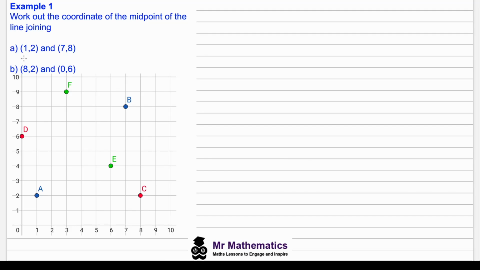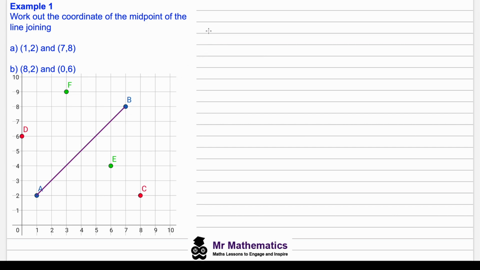Hi everybody. So in this video we're going to look at finding the midpoint of a line segment. In example 1, we've been asked to work out the coordinate of a midpoint of a line joining these two pairs of coordinates. So if we look at part A, we want the point 1, 2, which is this one, and the point 7, 8, which is at B. So if we draw a line segment between A and B, we're going to find the midpoint of this line.